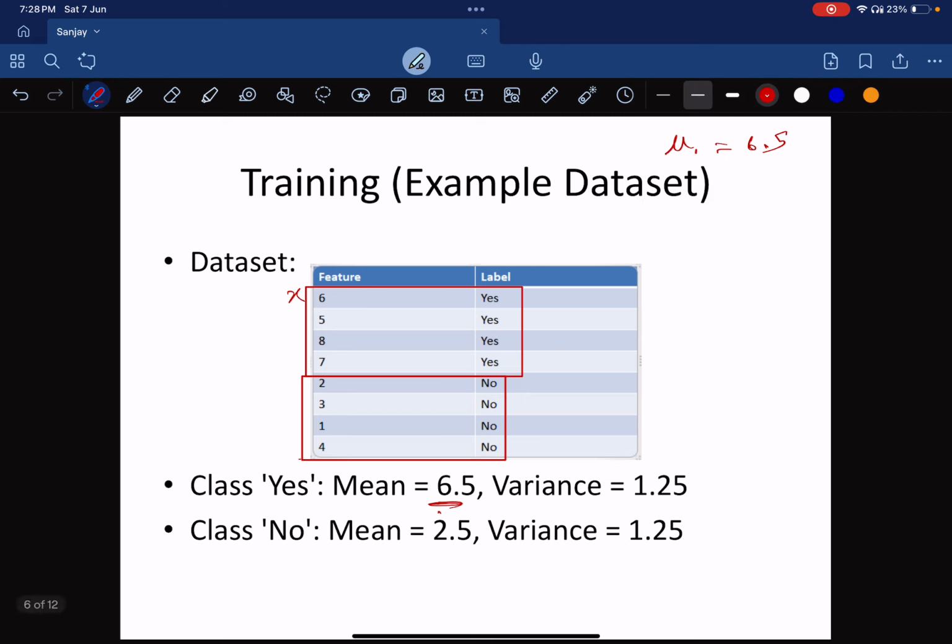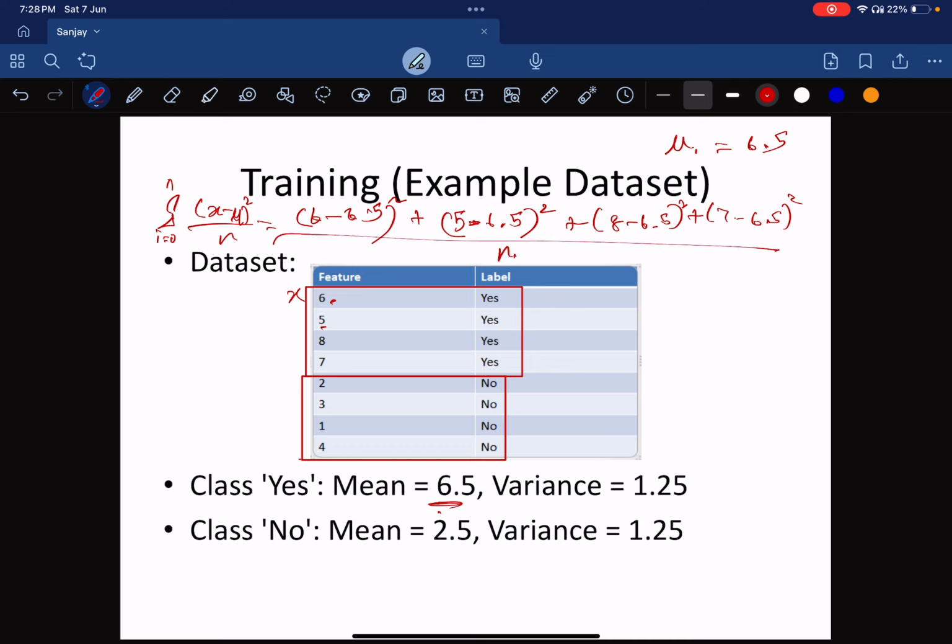If you want to find the variance, it is the summation from i equals 0 to n of (x minus mu) the whole square, divided by n. It's like (6 minus 6.5) the whole square plus (5 minus 6.5) the whole square plus (8 minus 6.5) the whole square plus (7 minus 6.5) the whole square, divided by n. If you calculate this, the value will be 1.25.